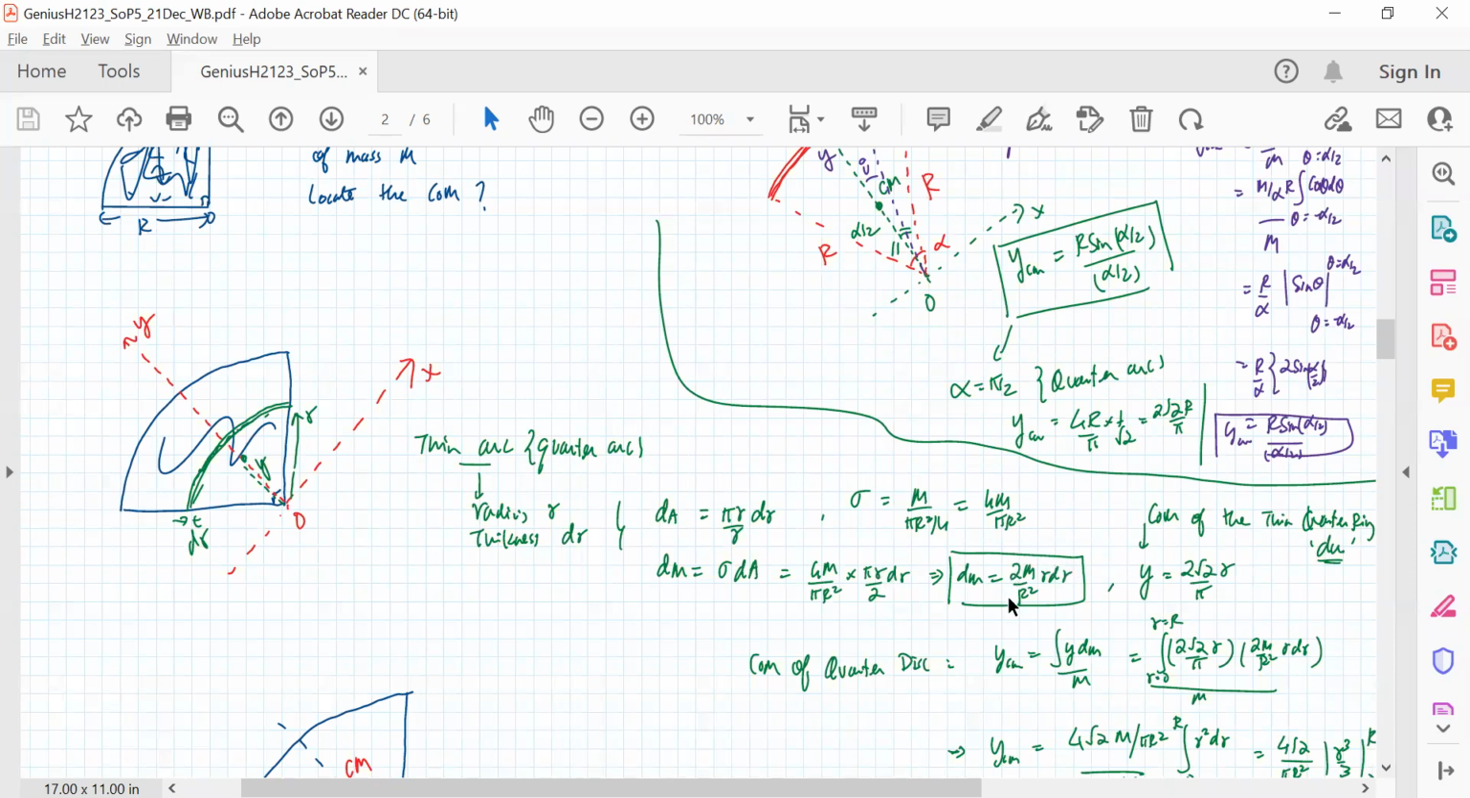So dm is this now. Okay, dm is this much. Now this is where the above formula comes in. This thin green colored ring that we've taken, this thin differential ring, where is its center of mass located? Its center of mass is located at this y coordinate, which is given by this formula: r sine alpha by 2 divided by alpha by 2, where alpha is nothing but pi by 2.